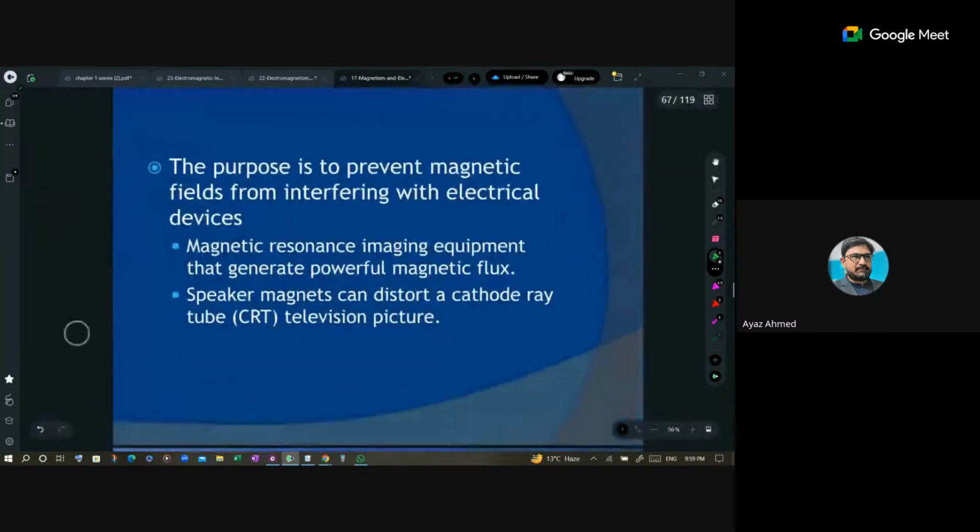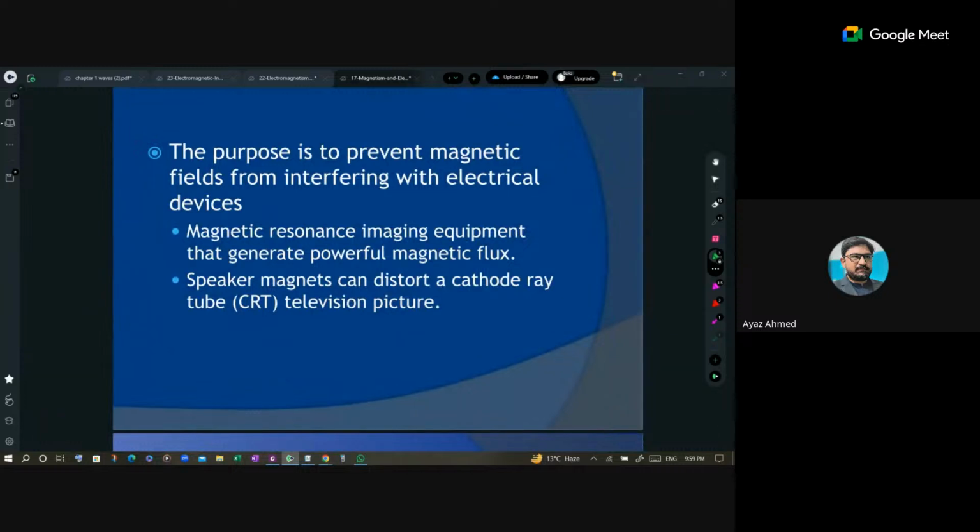Then the purpose is to prevent the magnetic fields from interfering with electrical devices. Magnetic resonance imaging equipment, right, are powerful magnetic flux sources. A magnet can destroy the cathode ray tube television picture.